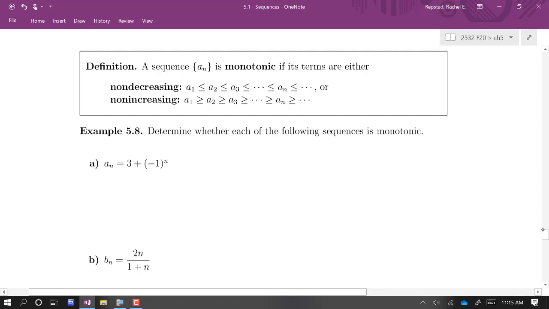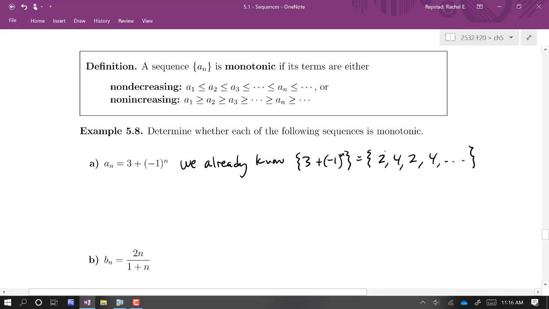So we're going to determine whether each of these is monotonic, and I usually start just by writing out a first few terms. The first sequence here, the nth term is 3 plus -1 to the n. So we already worked with this sequence in example 1, and I think again in another example, the first example in this chapter. So we know that this sequence, we already found the first few terms, is 2, 4, 2, 4, right? It just keeps alternating like that.